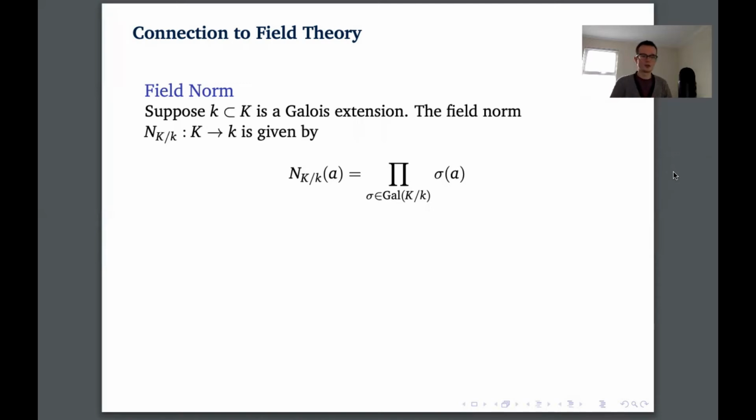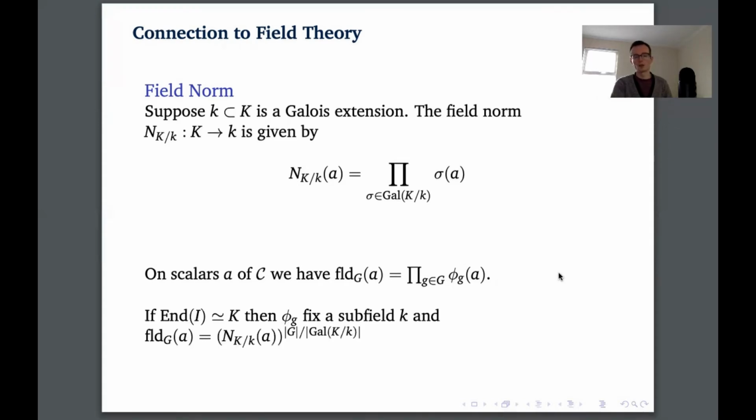So for instance, on the scalars of our category, on a scalar A, the folding functor acts to send it to the product over the image of A under each one of these autofunctors. Now, if we make an additional assumption that the scalars of C form a field big K, then these phi of G restrict to field automorphisms, and they fix some subfield little k of big K. Now, big K is a Galois extension of this fixed subfield, and it can be shown that the folding then acts as some power of the field norm.